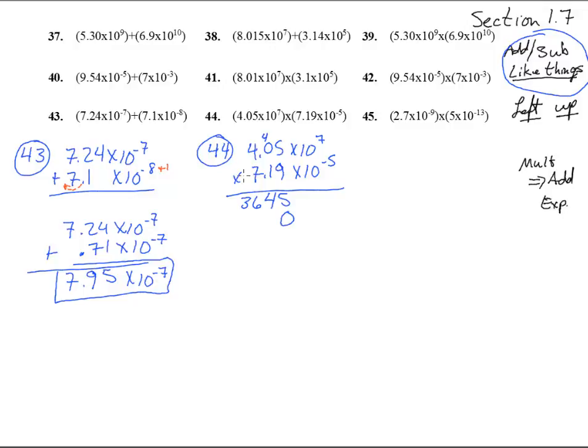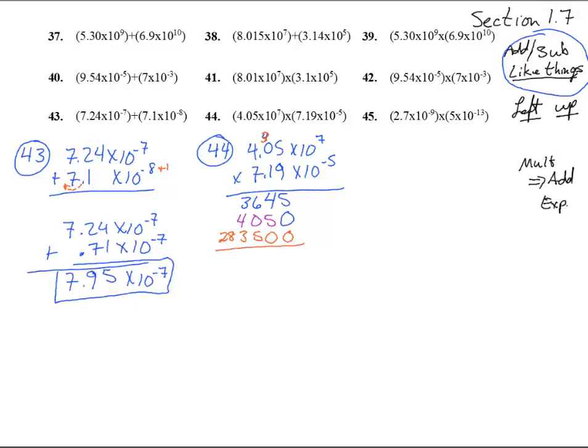Let's do this in a different color. 1 times 5 is 5. 1 times 0 is 0. 1 times 4 is 4. And now the final one, if we take this 7, let's put 2 zeros there. 7 times 5 is 35. 7 times 0 is 0, plus 3 is 3. 7 times 4 is 28.